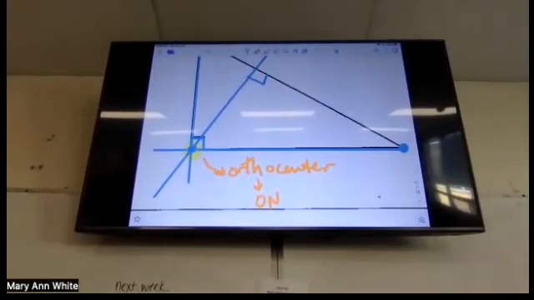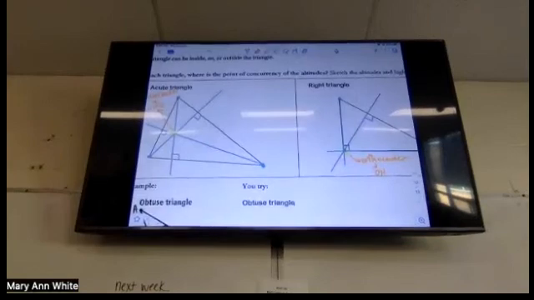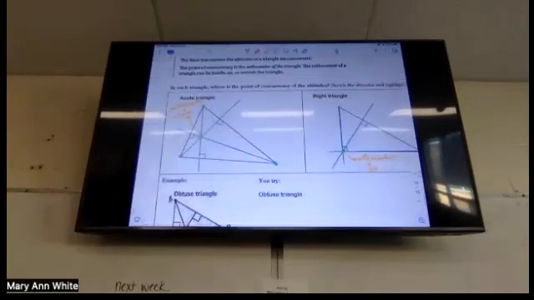Wait, so acute was inside. Acute was inside, right triangle is on.